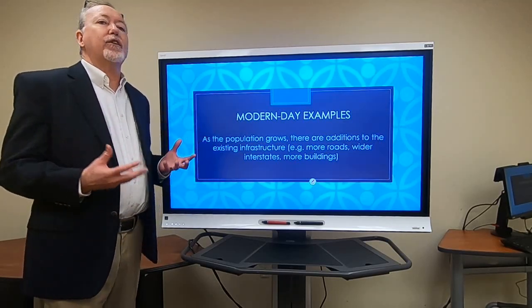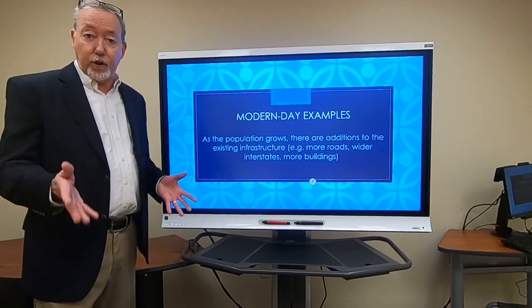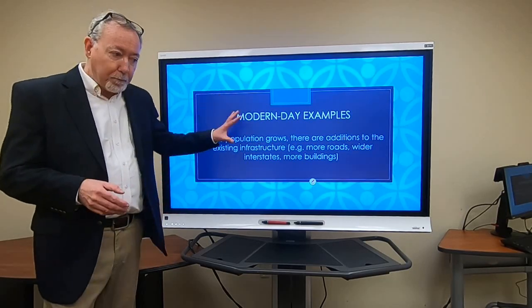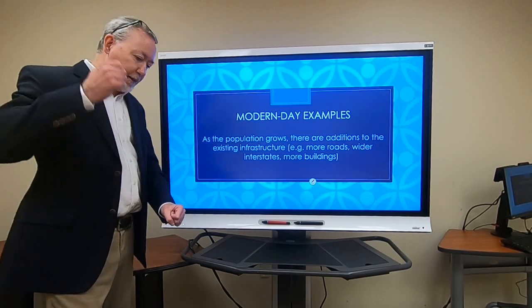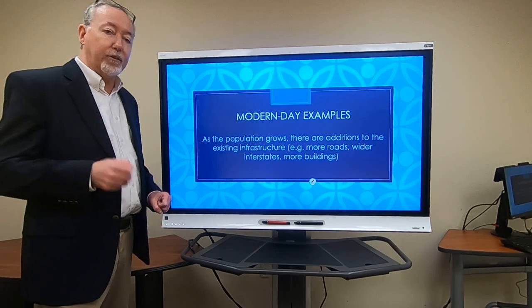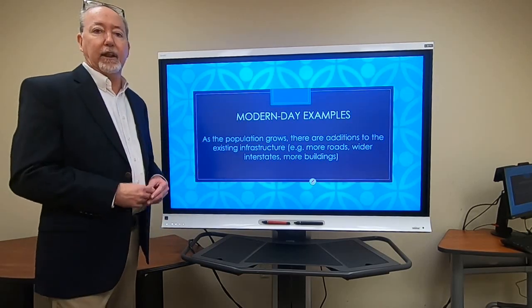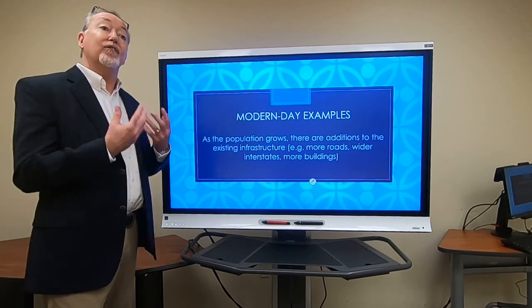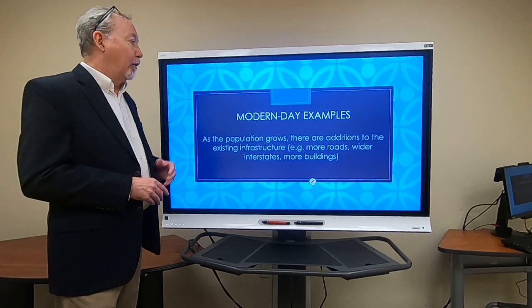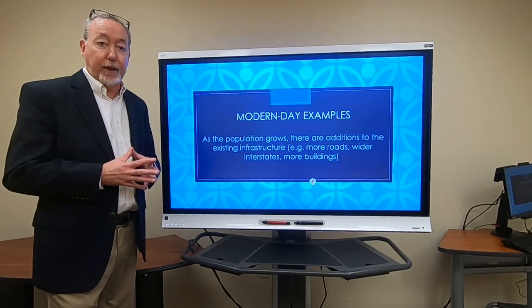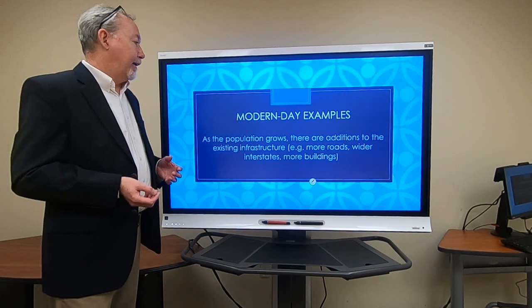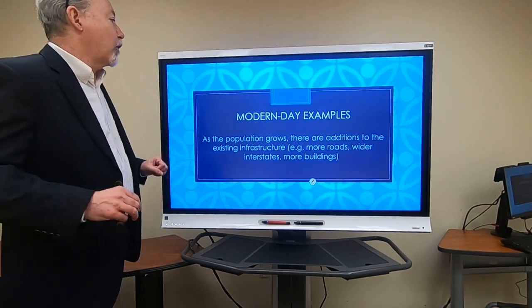bridges. Anything that you can look around and see in your town, your city, it was planned. Before somebody nailed that first nail into a piece of wood, they said, okay, what's this building going to look like? Are we building it in the right place? Is this the best we can do? You see it all around you every day, including the school that you're in. So modern day examples, it's all around us.